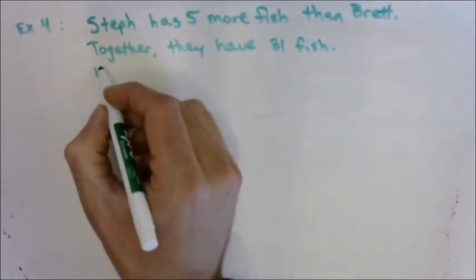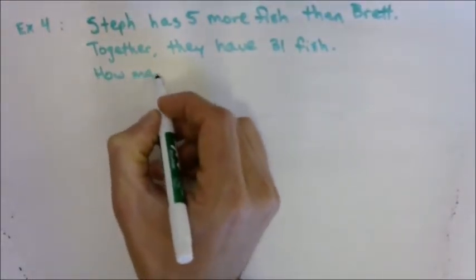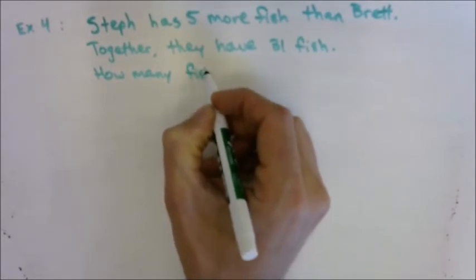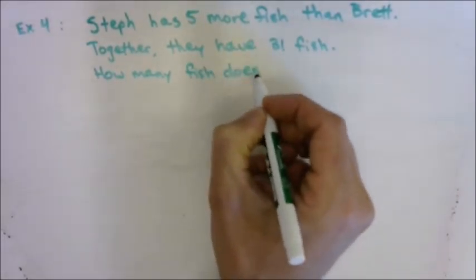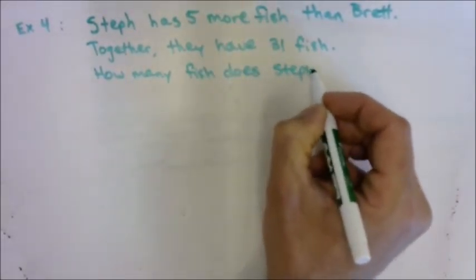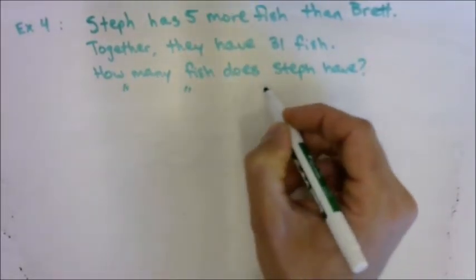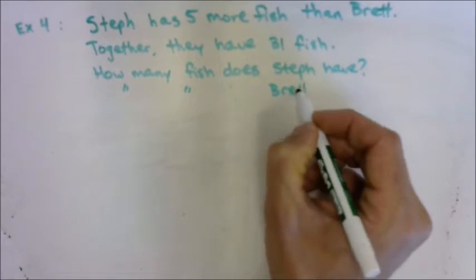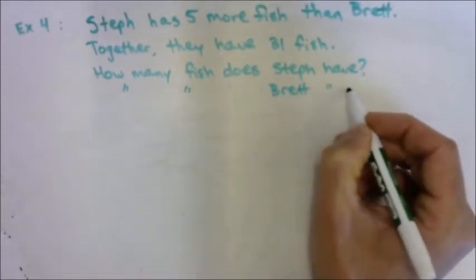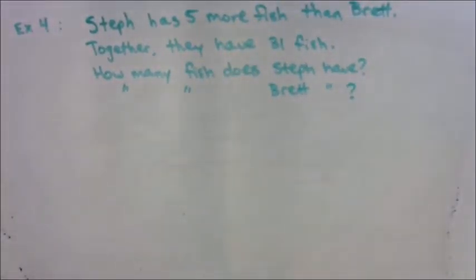The question is, how many fish does Steph have, and how many fish does Brett have? So whatever the answer is, it's going to be positive. We know that Steph has 5 more than Brett, and we know together they have 31 fish. So right there are our 2 equations in those sentences.